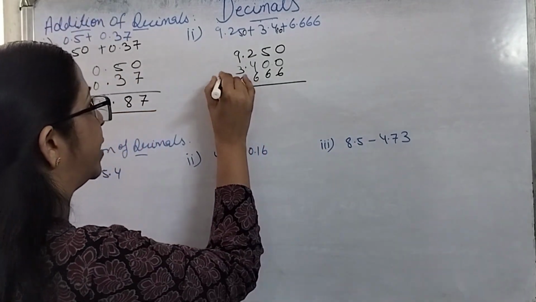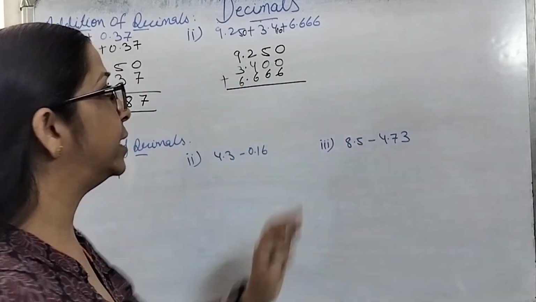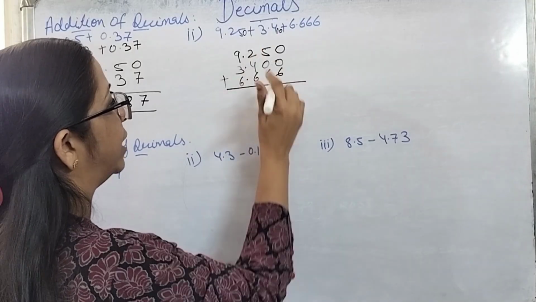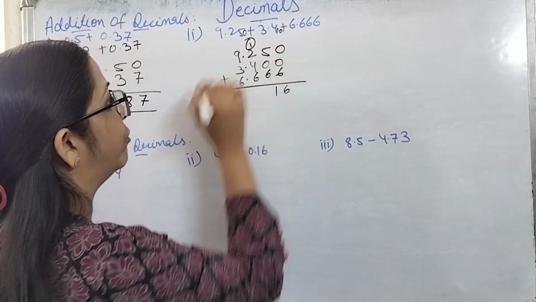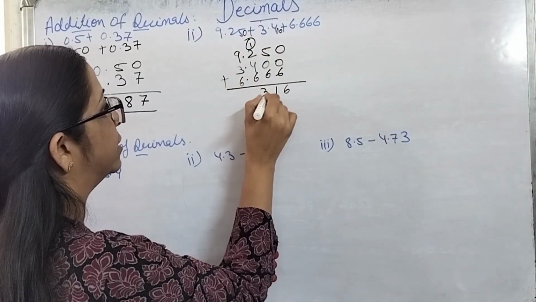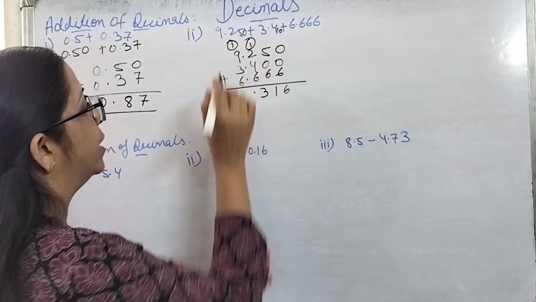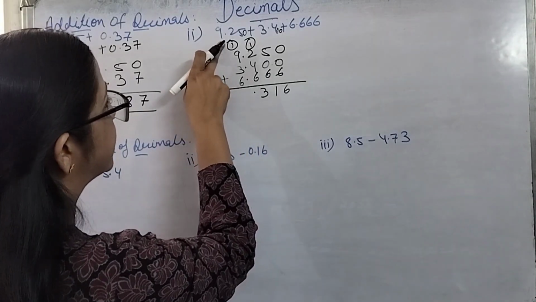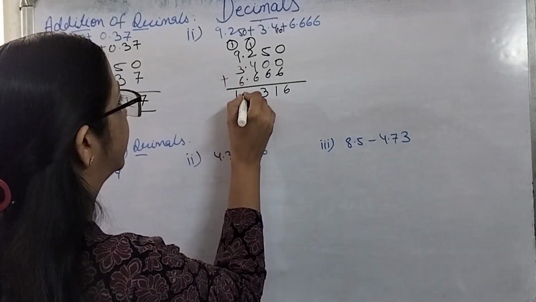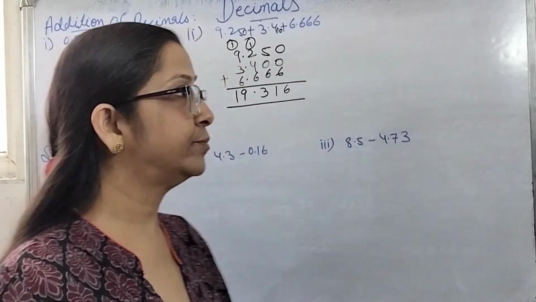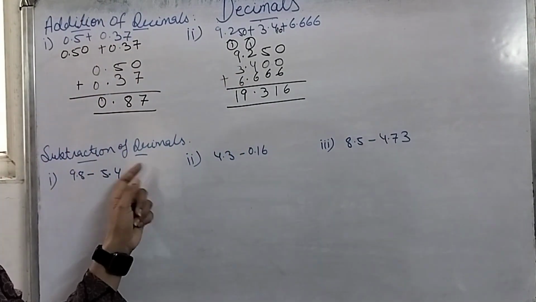Now it is easy to add. We will add from the right-hand side. 0 plus 0 plus 6 is 6. 6 plus 5 is 11, carry over 1. 6 plus 4 is 10, 10 plus 2 is 12, plus 1 is 13, write 3, carry over 1. Now this carry over will shift to the integral part. 9 plus 1 is 10, 16 and 3 is 19. So the sum will be 19.316.